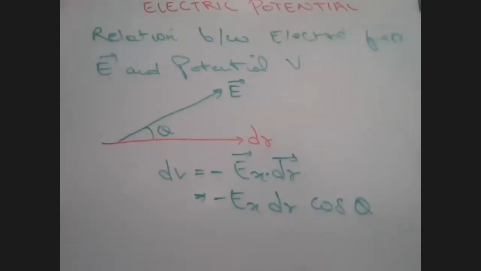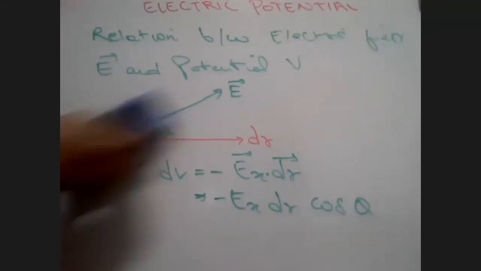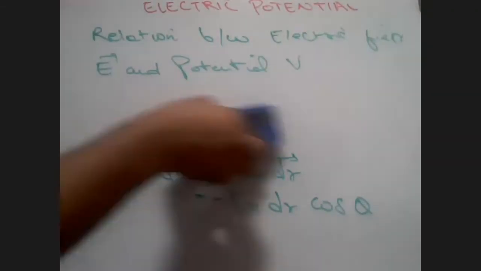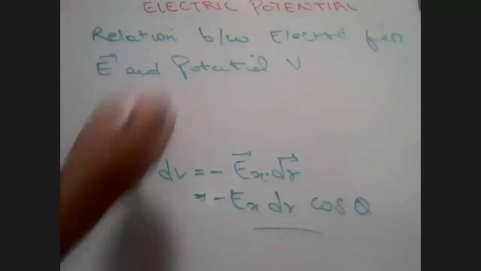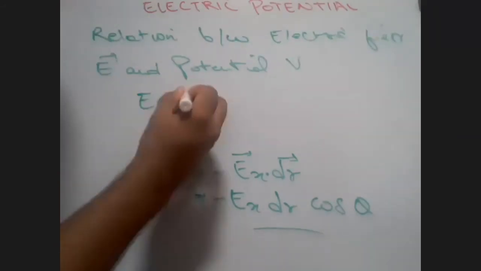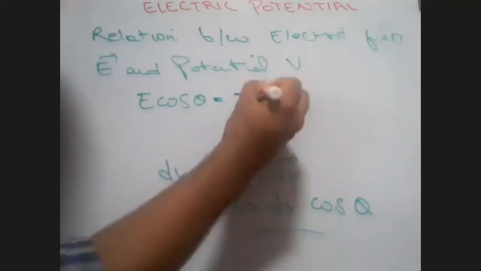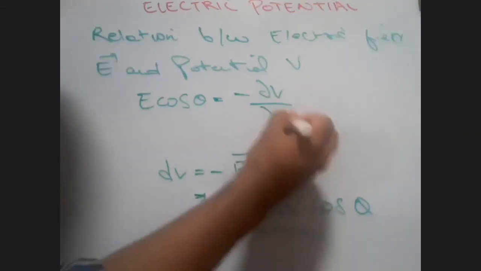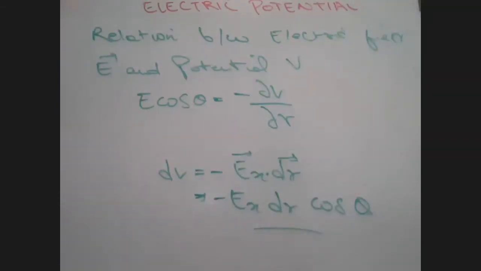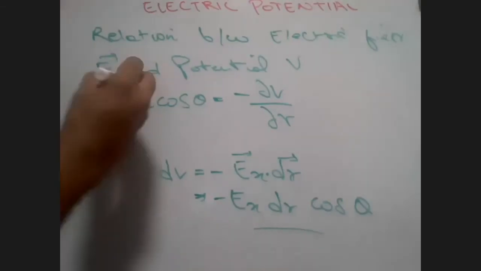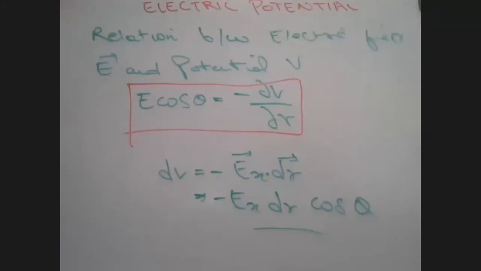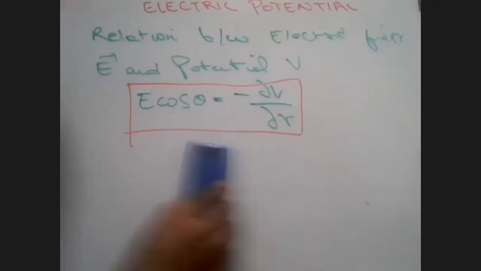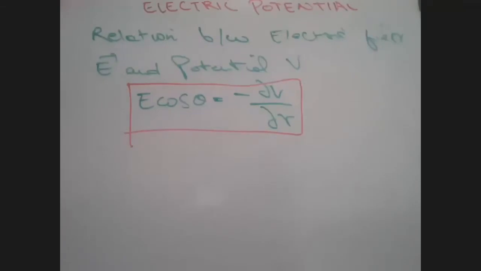I can write E in terms of cos theta. If I just rub this, this is very easy to imagine, so I won't draw that. I can simply write this equation as E cos theta equals minus dV by dr. This is one important formula, and there are cases on this. So let's do some small cases. By this you will understand many things.